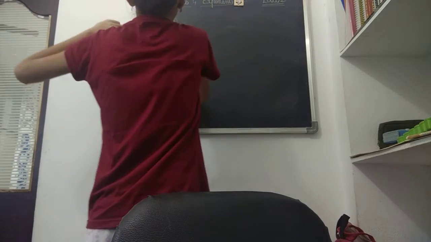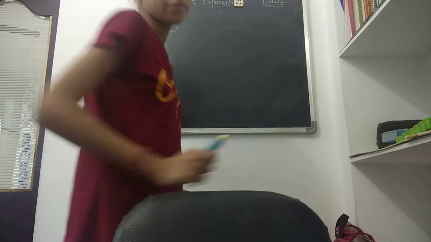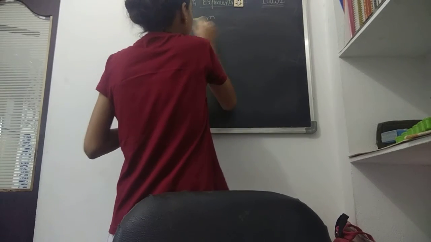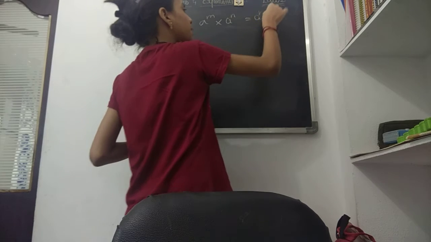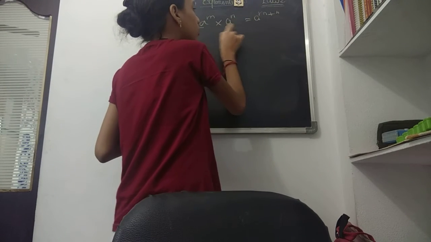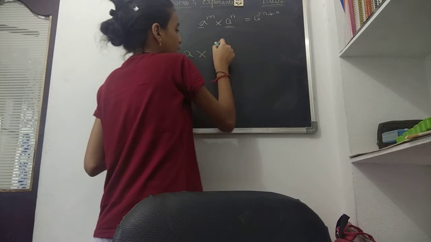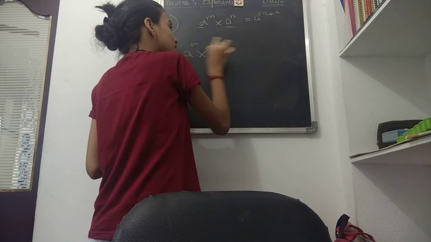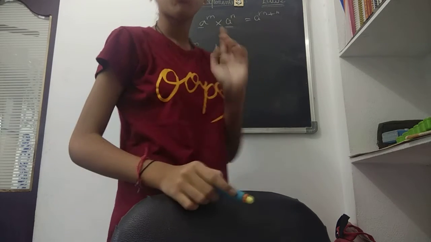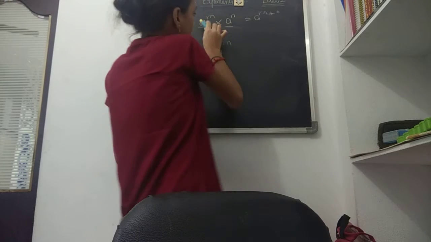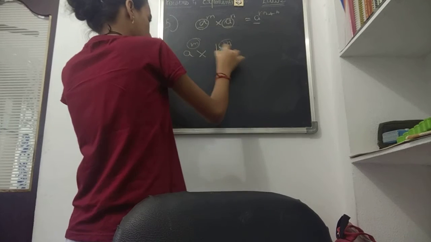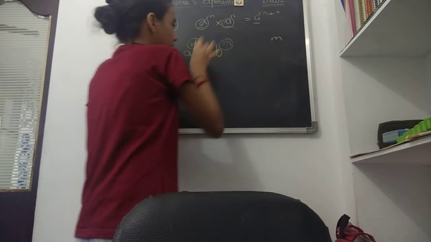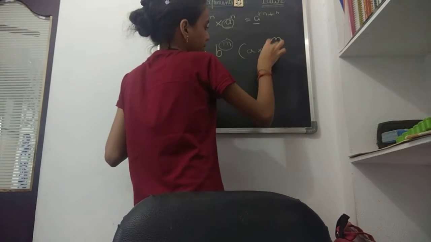Next, the fifth one. You have seen in the first law that a^m into a^n becomes a^(m+n), as the bases are equal. But here a^n into b^n, the powers are equal. If both powers are equal, we write the power only one time, but you have to put the bases in a bracket.